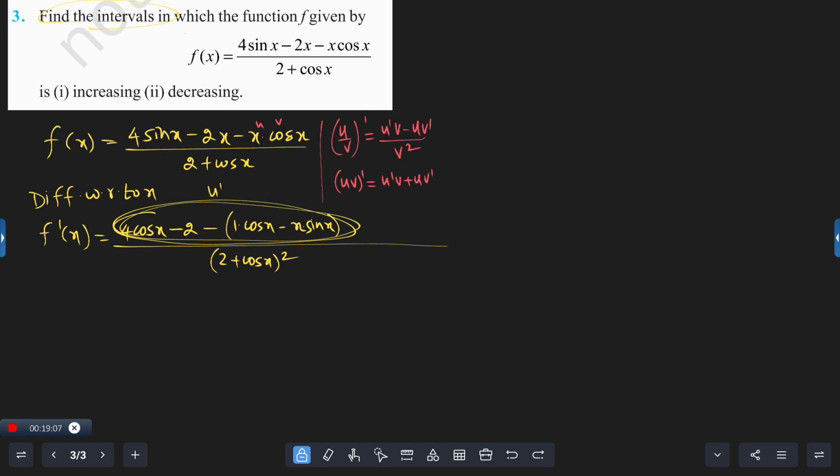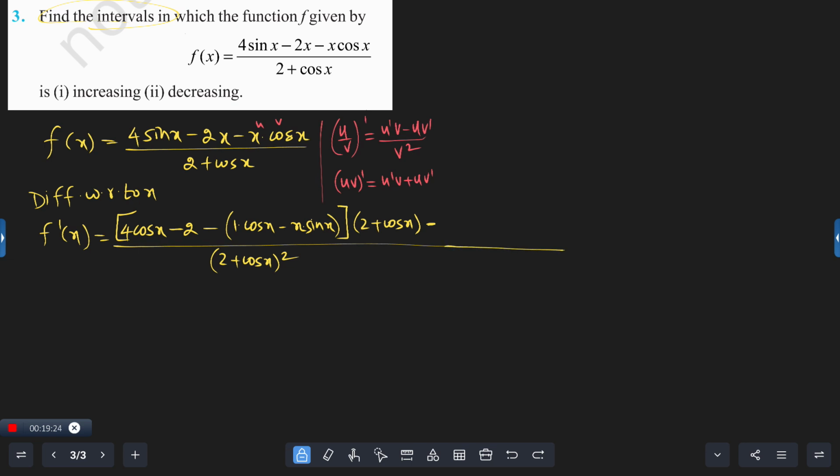This is fully what? u dash in the formula, into v you should give. What, my dear? Into v you should give. Into v, which means overall, put a bracket. v means what? 2 plus cos x.